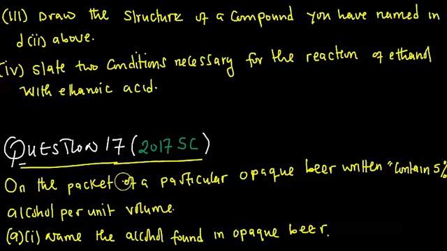Alright, so question 17, coming from 2017, that is school certificate, and reads: on the packet of a particular OPEC beer is written 5% of alcohol per unit volume. Name the alcohol found in OPEC beer. So the alcohol found in OPEC beer is called ethanol.